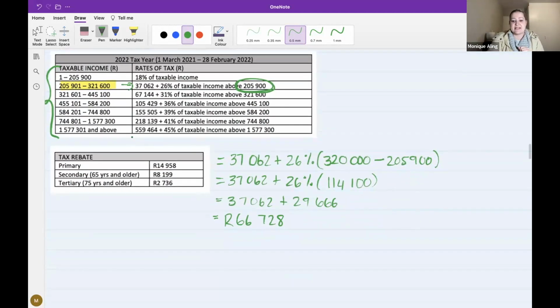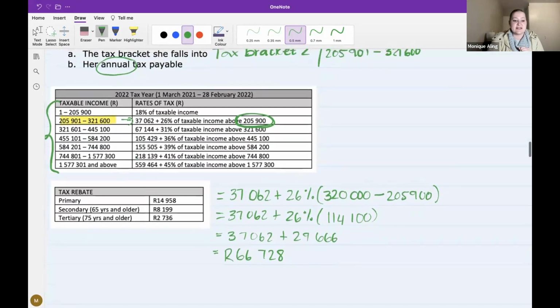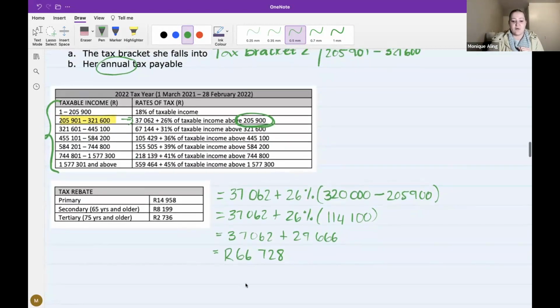So I've got my 66,720. Now I go and check which rebate Segofatso qualifies for. It's primary only, good. So we minus, and I see a lot of us have done this already. So she pays 51,770 Rand in tax for the year.